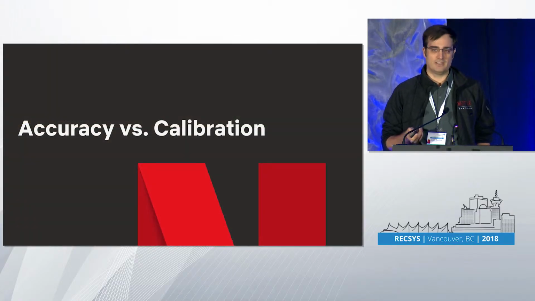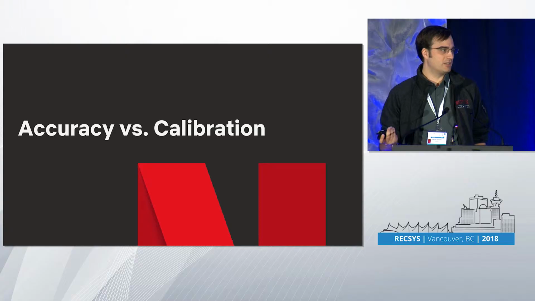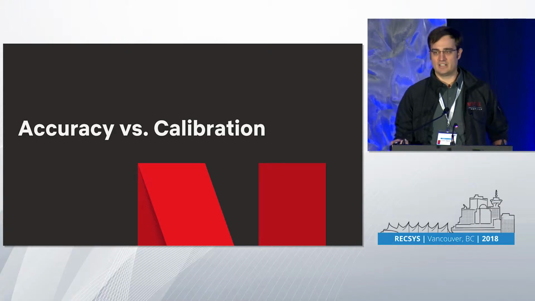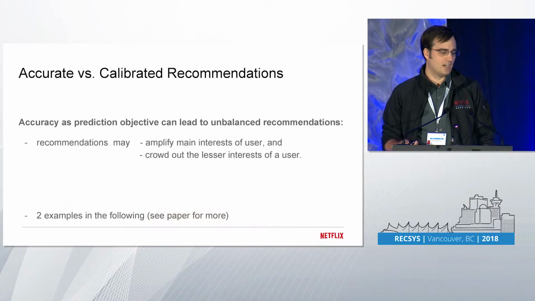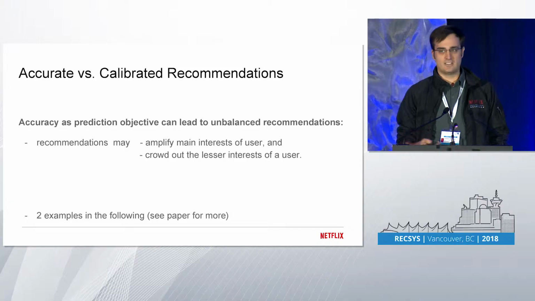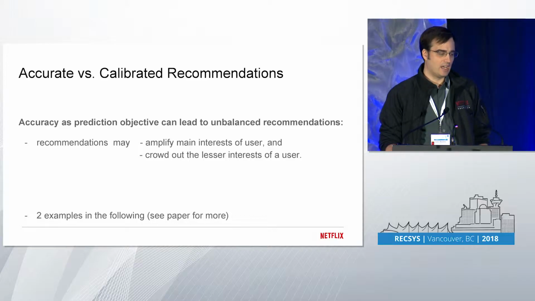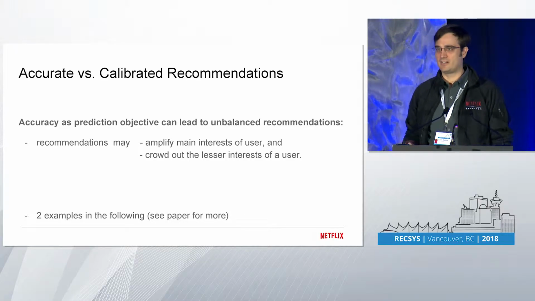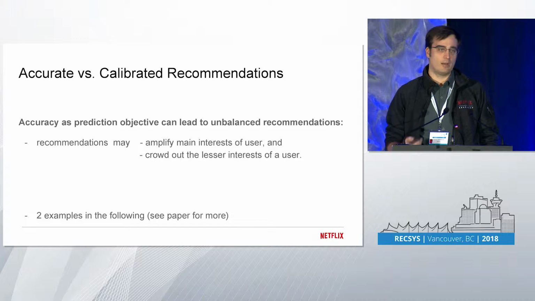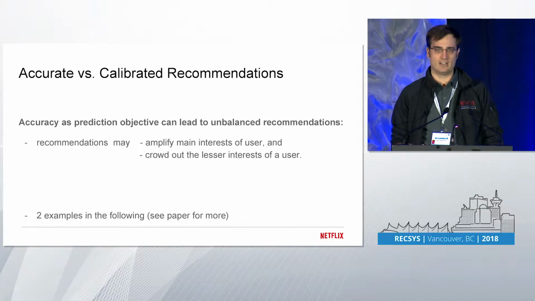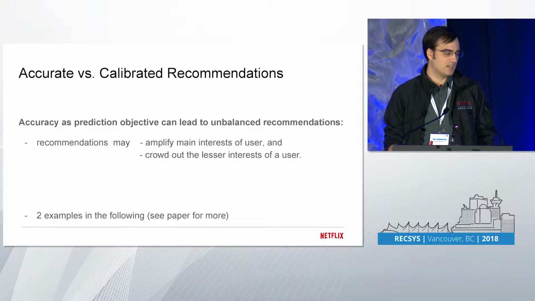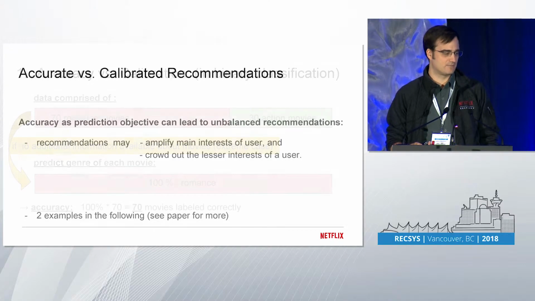So what's the problem with this? Well, typically we don't actually optimize recommendation algorithms against this type of metric, and instead we optimize for accuracy. And optimizing for accuracy often leads to having uncalibrated recommendations. And in particular, when you optimize for accuracy, they can especially amplify the majority interests of the user, which will end up crowding out the minority interests of the user. And I'll show two simplified examples of this to show why this happens.